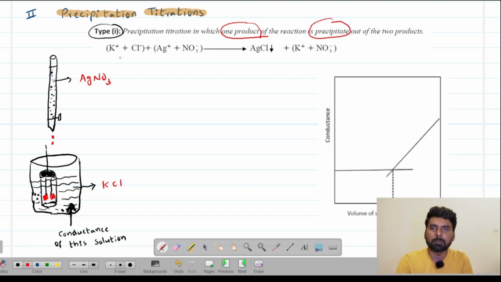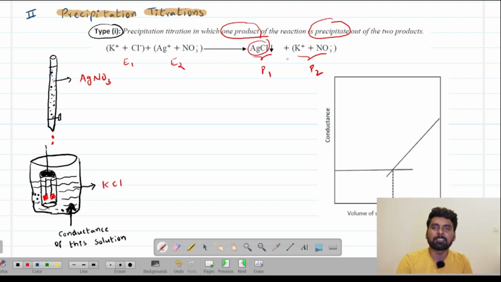See this example. KCl is electrolyte 1, and silver nitrate is electrolyte 2. Both of them are reacting. What is forming? AgCl, this is product 1. KNO3, this is product 2. So two products are forming. One is a precipitate, the second one is not a precipitate.